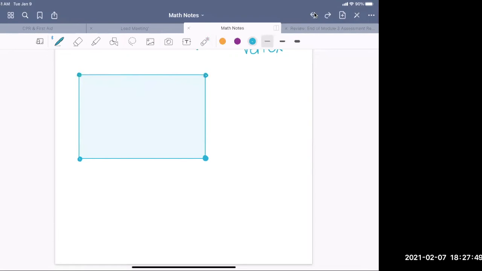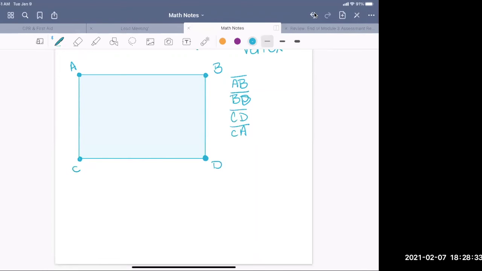Okay, let's label these points so we can name some line segments and some angles. So I want you to identify 4 line segments in this rectangle and 4 angles in this rectangle. Okay, hopefully you identified line segment AB, BD, or you could write them the opposite way, BA or DB, CD, and CA.